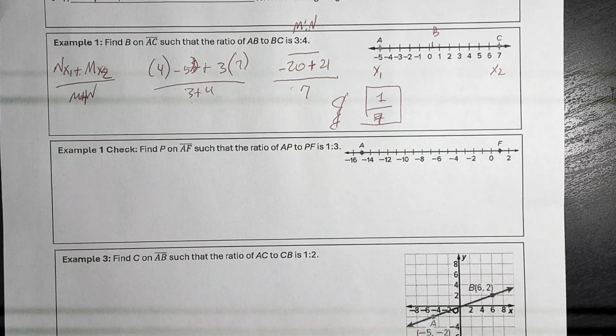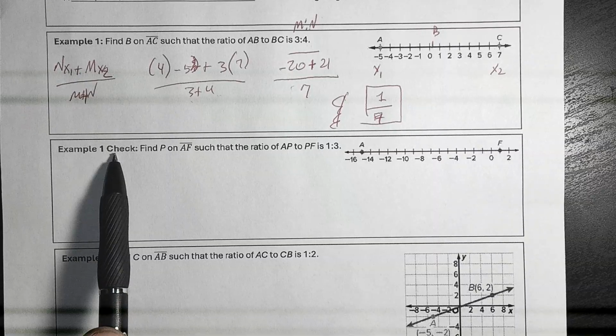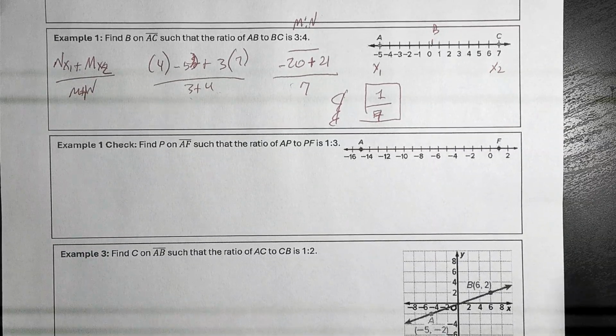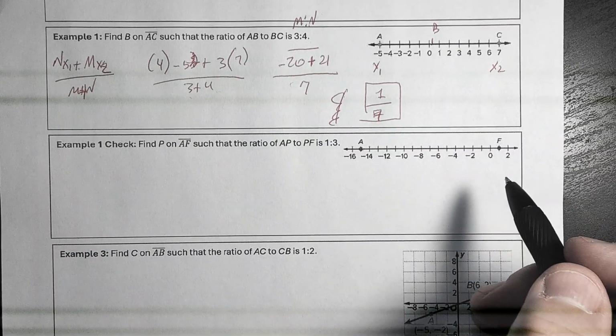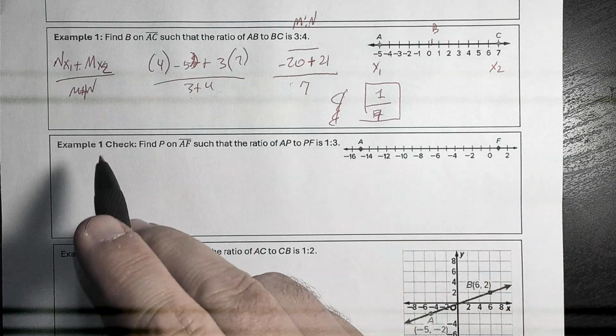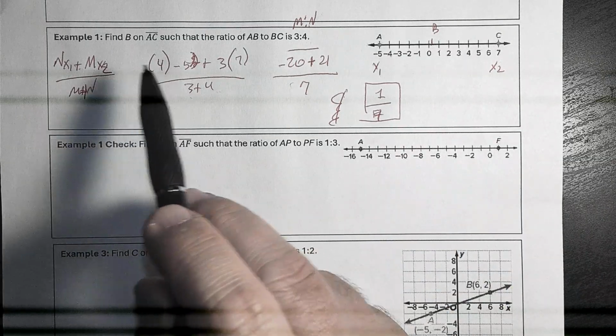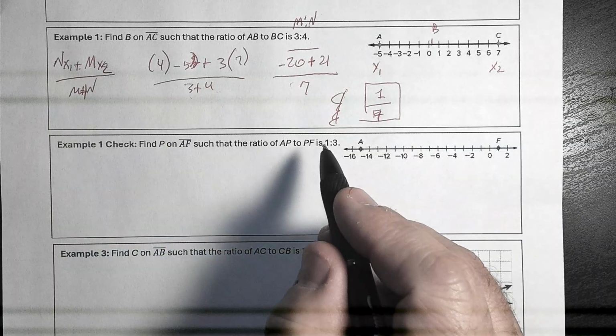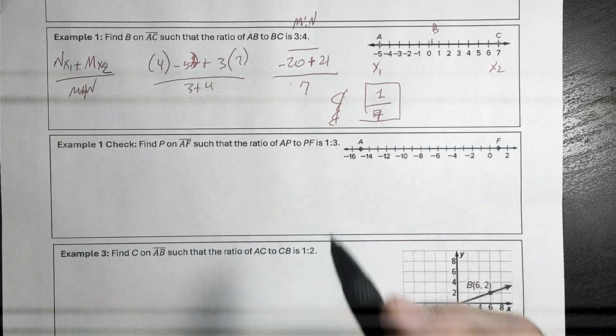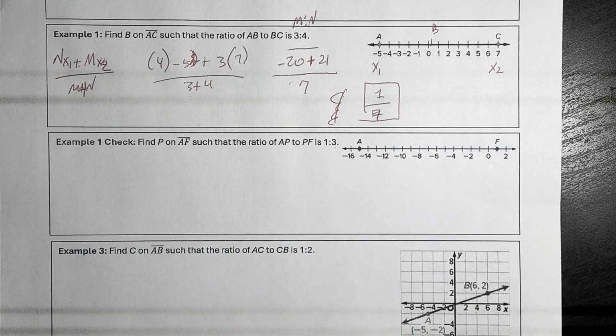All right, so down here, example 1, check. I'm just going to point out a couple of things. So the formula is the same. I'm not going to write it. So you're going to plug in here. Your M is here. Your N is here. I'm telling you, but I'm not going to write it down. So for you folks that are just pausing and trying to take the notes, this is why we listen.